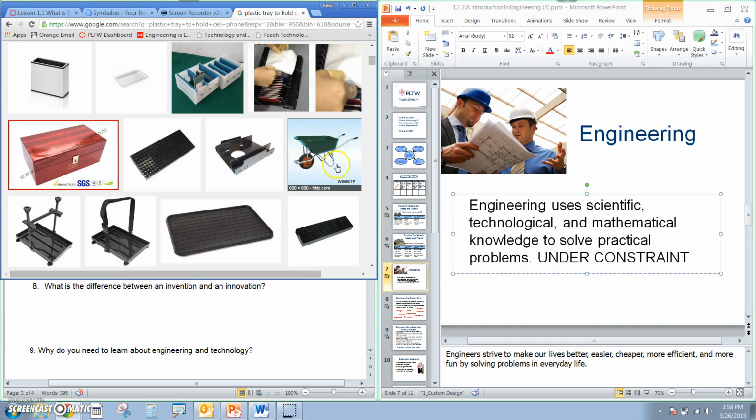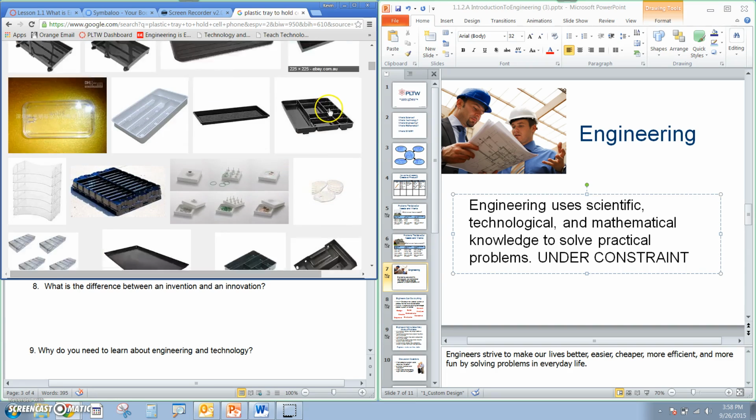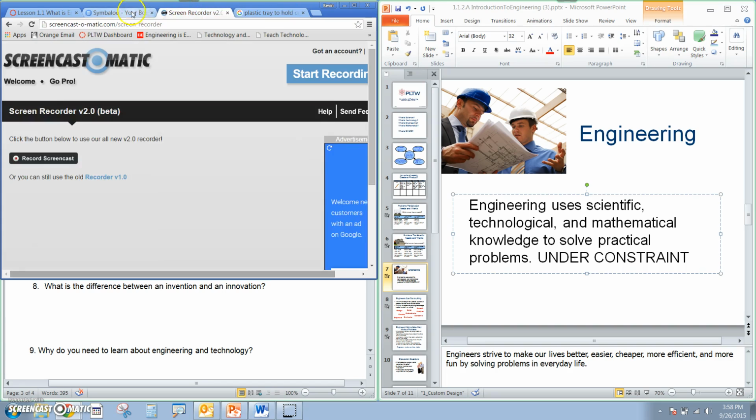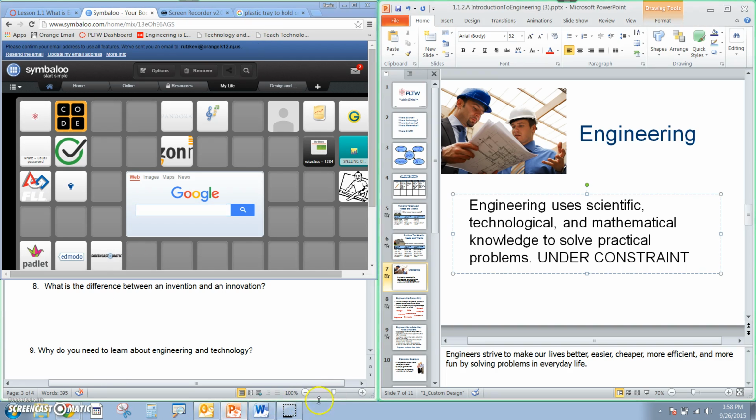Here, that was engineered. Somebody used the ideas of a lever to make this so that you can lift things easier. But really, anything in the world has been engineered.